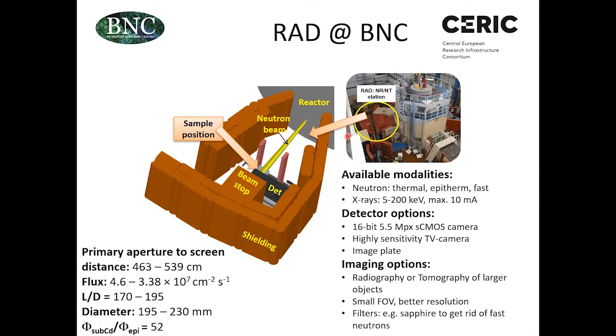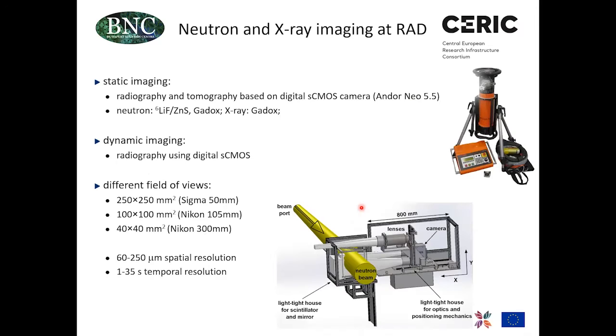Besides neutron imaging, here we can also do X-ray imaging and also combine neutron and X-ray studies. This is partially possible even without touching or moving the sample. So we have the image detector system, which consists of a 5.5 megapixel camera, and with exchangeable scintillator plates, we can make it sensitive to either gamma rays or neutrons or X-rays.